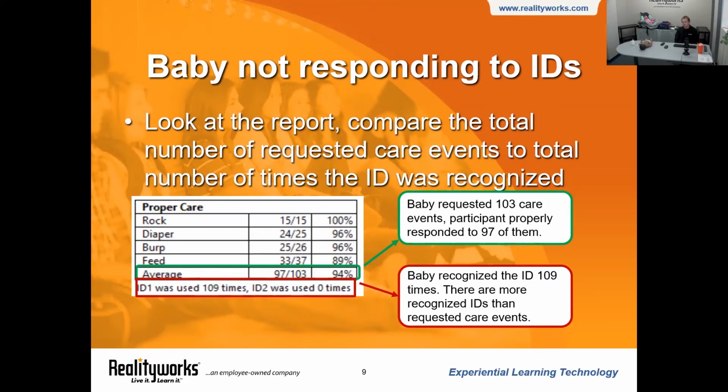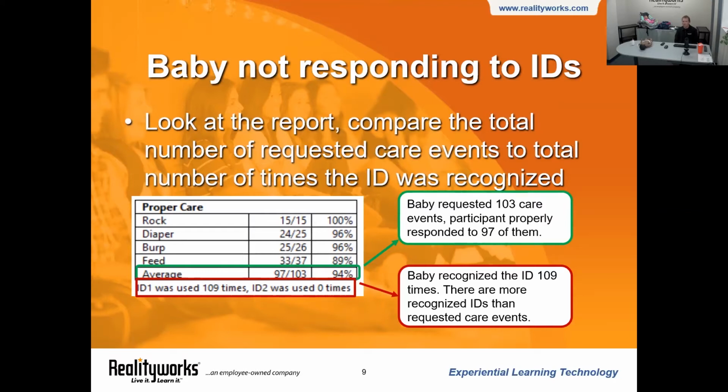Baby responds to the ID whether it's crying for a care event, a fussy event, or even a mishandle event. So we see here that there is a surplus of IDs. There are more IDs than requested care events. So if a student says it's not responding to the ID, look at the report. If there are more recognized IDs than requested care events, the ID is being recognized. So again, the surplus of IDs.